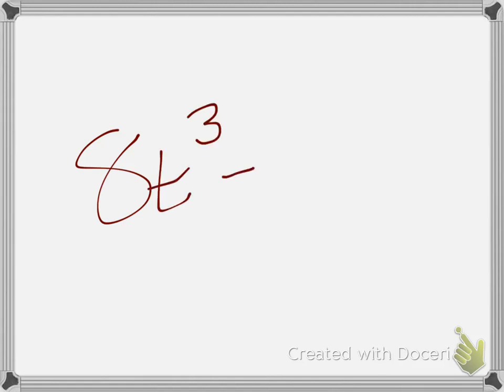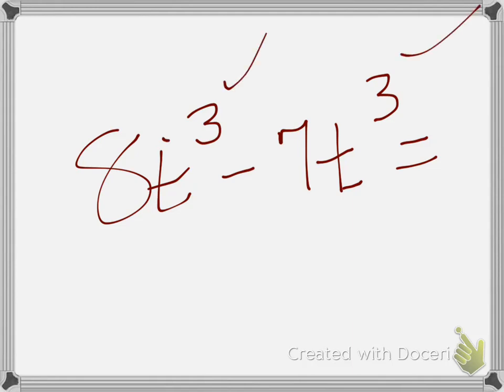Let's go over another subtraction problem. Practice makes perfect. So let's say we had 8t to the third minus 7t to the third. First, you've got to check all your parts. You've got to check your exponents. You've got to check your coefficients. They match, so we're going to bring that down. But the thing about this problem is that if you subtract 8 and 7, you get 1.